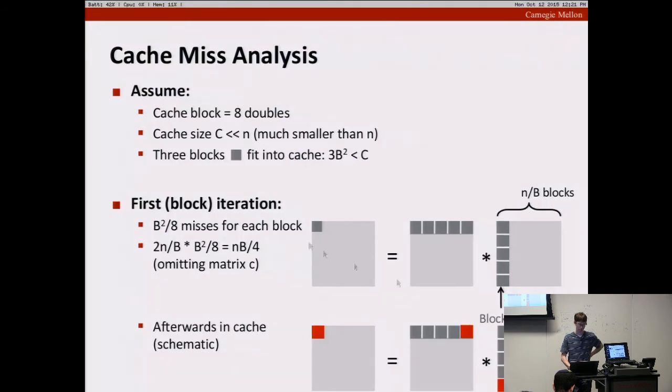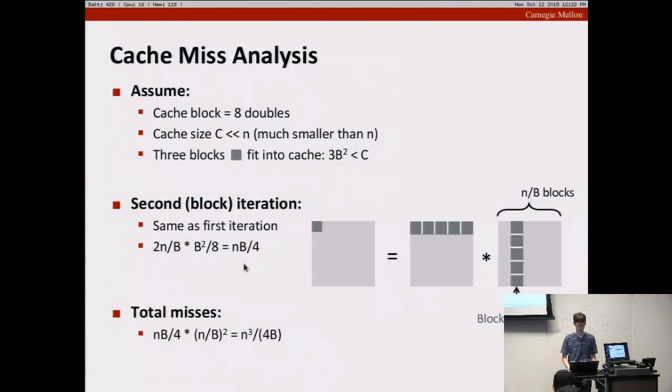Right, yeah. So b squared over 8 is the number of misses we need to load up one block, because there's b squared things in it and it loads up in lines of 8. And then we get everything in that line, we use it. And then there's n over b blocks per row or column, and we have 1 row and 1 column, so that's 2n over b blocks that we're loading up. b squared over 8 misses per block times 2n over b is n times b over 4 misses to calculate one block.